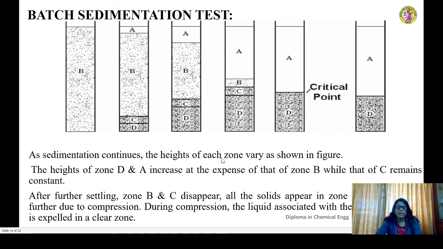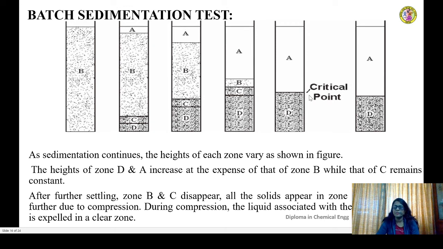With further settling, we'll see that zone B disappears, and after zone B has disappeared, after a certain time zone C also disappears. At this particular stage, what you have is only zone A and zone D. From this point onwards, zone D will start compressing, and as a result you'll see that the height of zone A increases. When this stage is reached, the height of zone D is called the critical point.